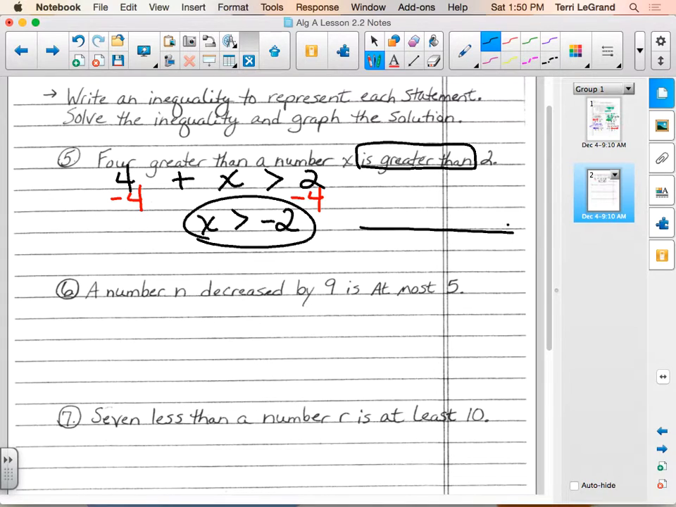And let's put our number line over here. We need a negative 2. We need a negative 3 to the left. We need a negative 1 to the right. What do we do with our circle at negative 2? Do we shade it in? We don't, because we don't include negative 2. It says x has to be greater than negative 2. So we shade all the numbers that are greater than, more than negative 2.